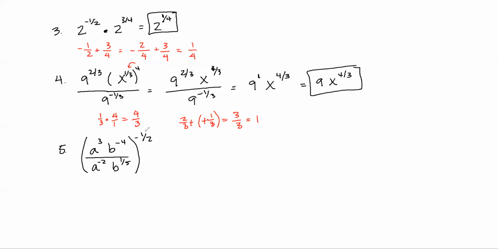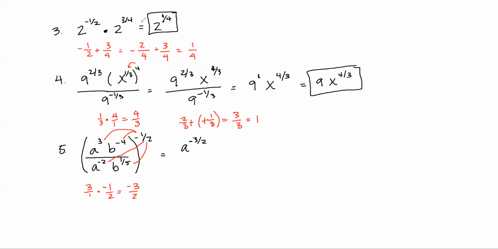So we're going to distribute this exponent to everything on the inside. And because we're raising exponents to another exponent, what are we going to do with them? We're going to multiply. So we have a to the 3rd raised to the negative 1/2. So we're going to have 3 over 1 times negative 1/2. That's going to give us a negative 3 over 2. So now we have a to the negative 3 over 2.